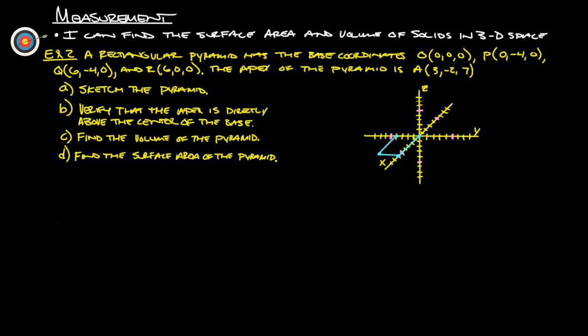So that base looks something like that. It's the base of the pyramid. Okay, and then the apex is at (3, -2, 7). So we come out 3, 1, 2, 3 is right here. -2 on the Y, so that's over 2. And then up 7. So that's going to be the tricky part.